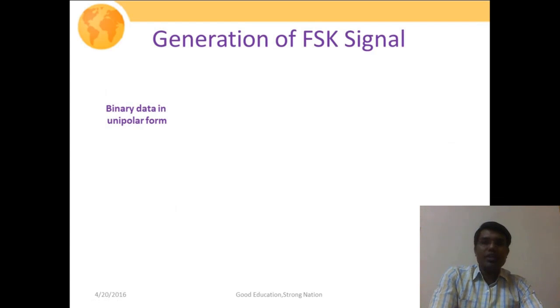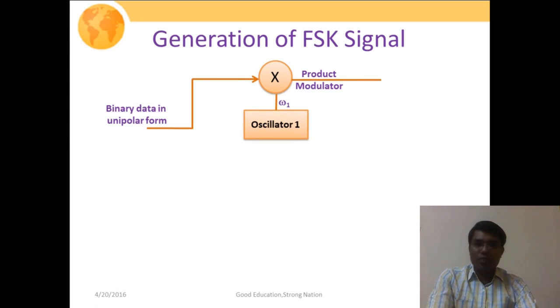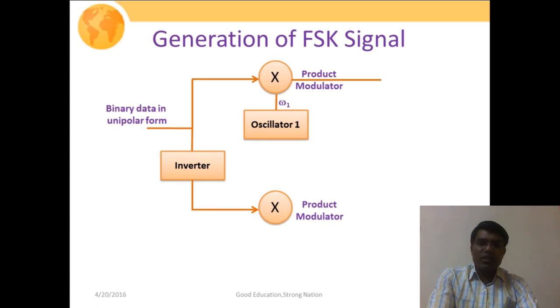Now we'll discuss how we're going to generate the FSK signal. Initially we'll have binary data in unipolar form, which we pass through a product modulator whose other input is the oscillator that generates the carrier frequency corresponding to omega 1. Then another part of the same binary data sequence passes through the inverter, which inverts the binary stream. Wherever we have a higher value of pulse, it produces a lower value of pulse, and wherever we have a lower value of pulse, it produces a higher value of pulse. Then this inverted signal is passed through a product modulator whose other input is oscillator 2, which generates another carrier frequency, equivalent to omega 0.